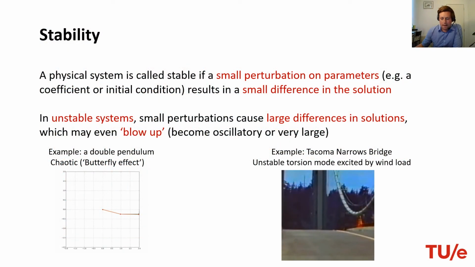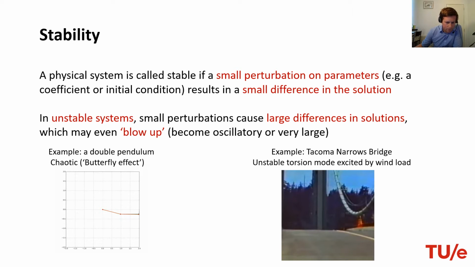Let's first define stability. We can say that a physical system is stable if small perturbations on the parameters, such as coefficients or initial conditions, result in a small difference in the solution. Or we can define it on the contrary: unstable systems are systems where small perturbations cause large differences in solutions, which may even blow up or become oscillatory or very, very large. Some examples of unstable systems are shown here in the slide.